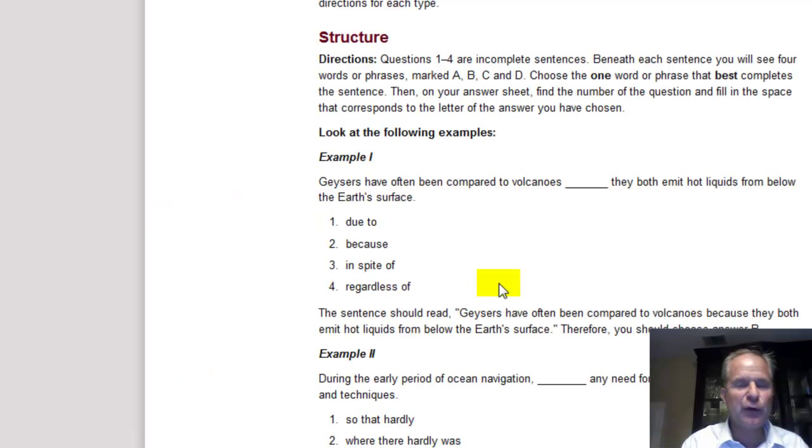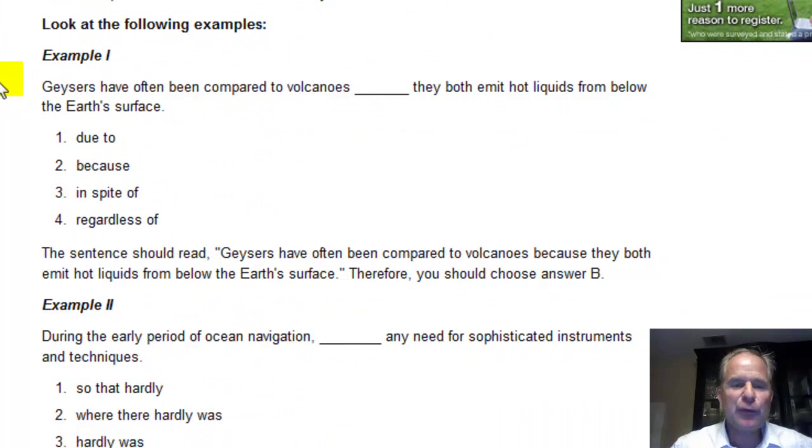Now, let's go back to the question. The intuitive approach means you simply look at the example. For example, this is from the TOEFL website. Geysers have often been compared to volcanoes. And then you read the different answers. Due to, they both admit. Because they both admit. In spite of, they both admit. Regardless of, they both admit.